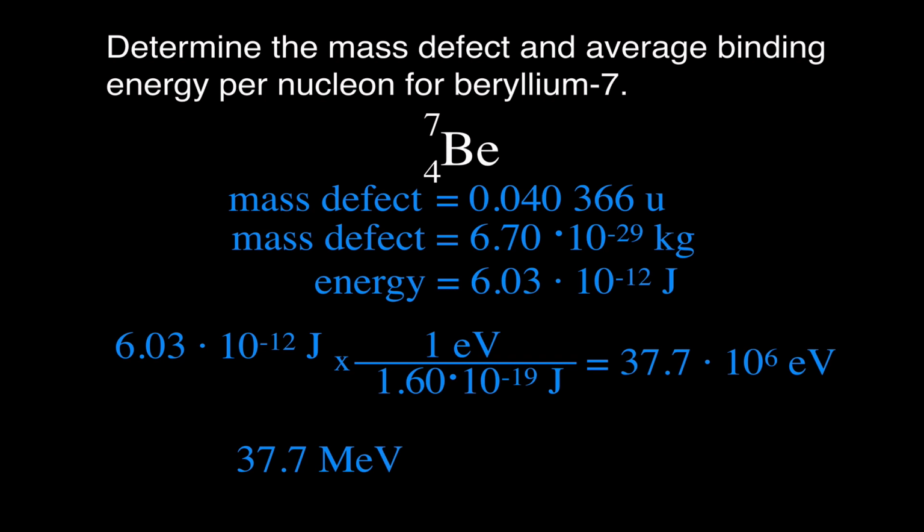Now we said we want to do that for the binding energy. It's usually expressed as the binding energy per nucleon. We have 7 nucleons in beryllium-7, so we just divide that by 7, and therefore we get 5.39 mega electron volts.